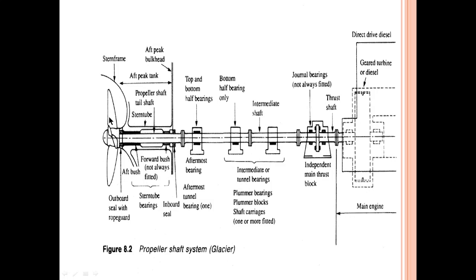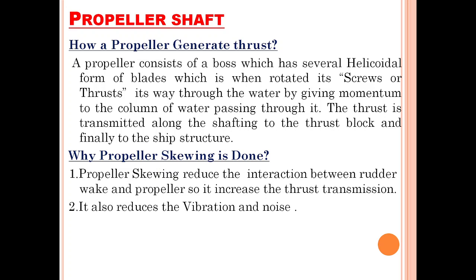This is the propeller. This is the stern tube, and this is the intermediate shaft, which is being supported by various types of bearing. I will come to that in the latter part of the propeller shaft. Once more, this is the propeller, this is the stern tube, these are various types of intermediate bearing and the intermediate shaft, and this is the main thing. This is the thrust block, which will transmit the thrust from the propeller to the main engine and from the main engine to the ship structure. So let's see what I've written here.